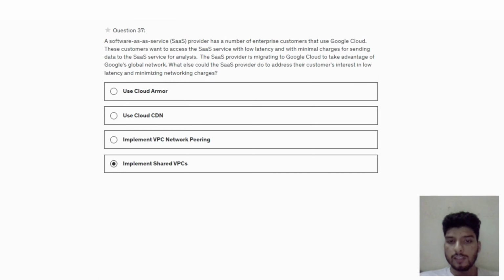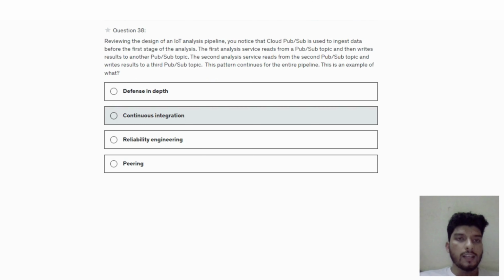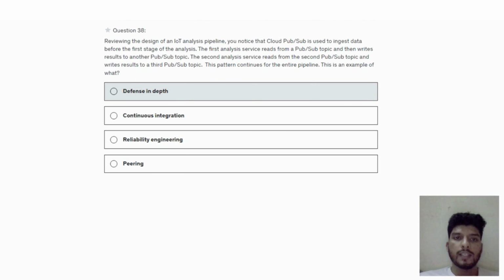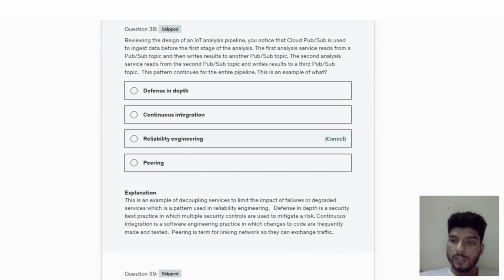And the next question is, so here's a question, and you have to select the right answer. Like here's the example: defense in depth, continuous integration, reliability engineering, and pairing. The right answer for question number 38 is option C, reliability engineering. And here's the explanation: this is an example of decoupling services to limit the impact of failures or degraded services, which is a pattern used in reliability engineering. And here's the explanation of why it is not the other options.